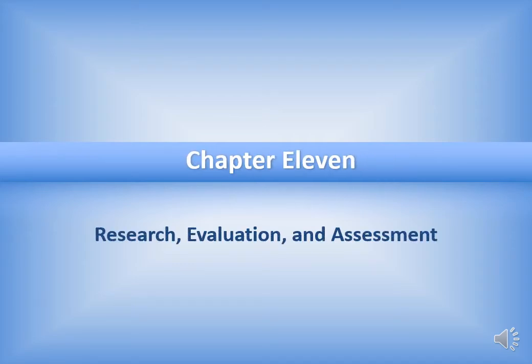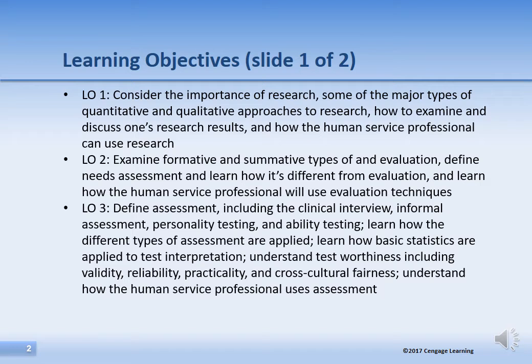Chapter 11, Research, Evaluation, and Assessment. The learning objectives for this chapter include considering the importance of research and some of the major types of quantitative and qualitative approaches to research, and how to examine and discuss one's research results, and how the human service professional can use research in their field.